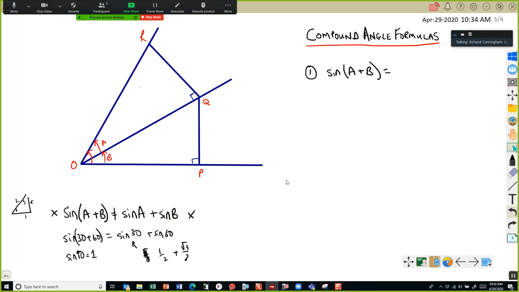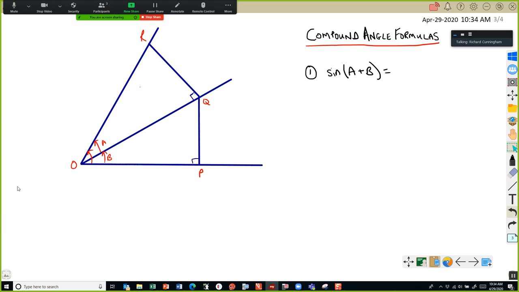Now, the good thing is, you're given the formula that I'm about to write down in your formula booklet, so you don't need to remember it. However, you'll probably use it so much that it will become ingrained in your brain from now on. The formula is sine A plus B is equal to sine A cos B plus cos A sine B. Okay, and that is given to you in your formula booklet.